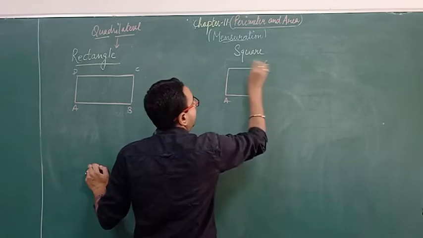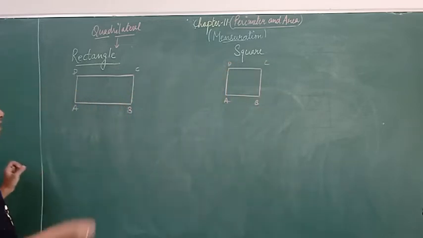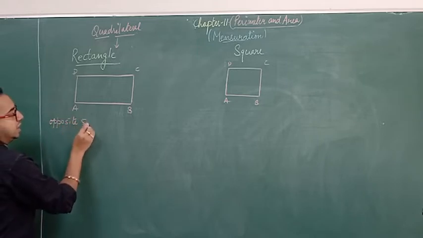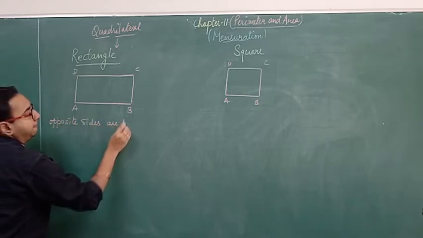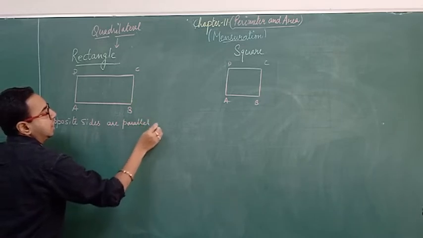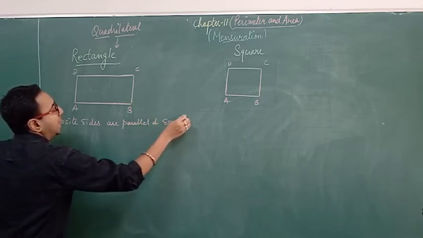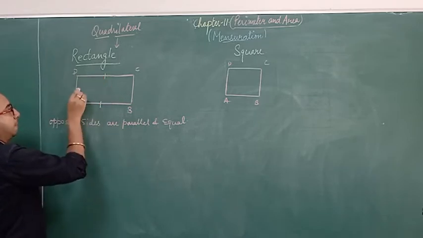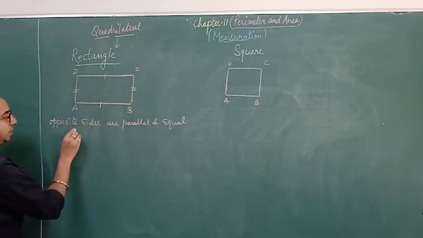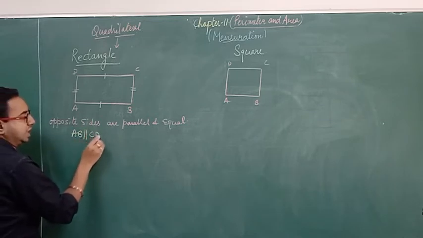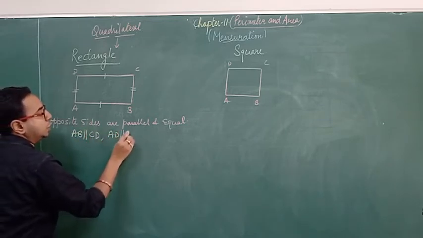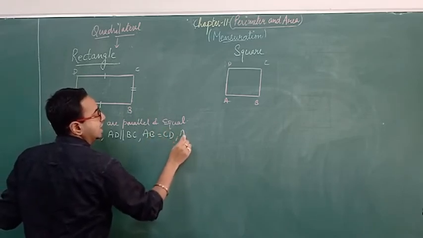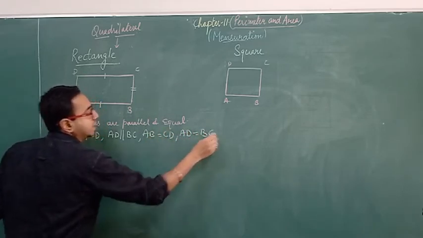Understand what you mean by rectangle. Rectangle, opposite sides are parallel and equal. Parallel and equal means, if I'm talking, these are opposite sides. They are parallel. AB is parallel to CD and AD is parallel to BC. Also, AB is equal to CD and AD is equal to BC.